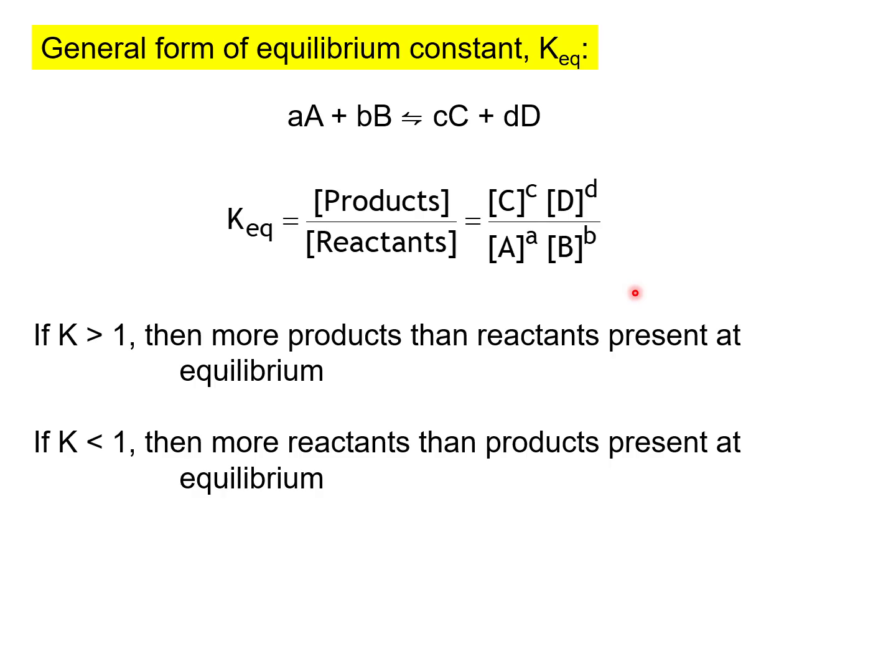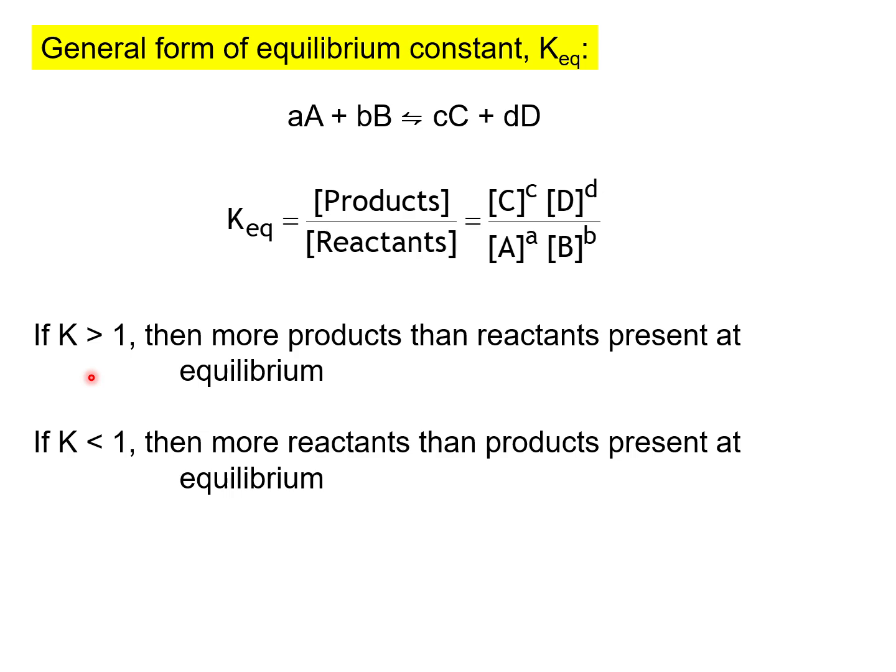Since K is just a ratio of the amount of products that you have versus the amount of reactants that you have at equilibrium, that means that if you have a K that is bigger than 1, then you have more products than reactants present at equilibrium. And this reaction is product favored. This is the kind of reaction that chemists want.